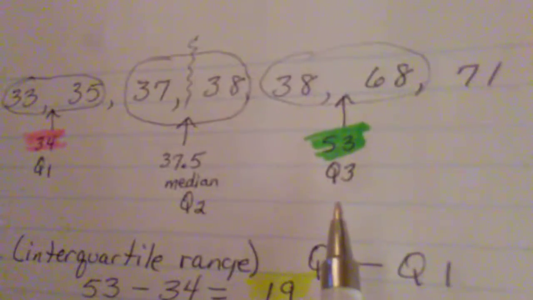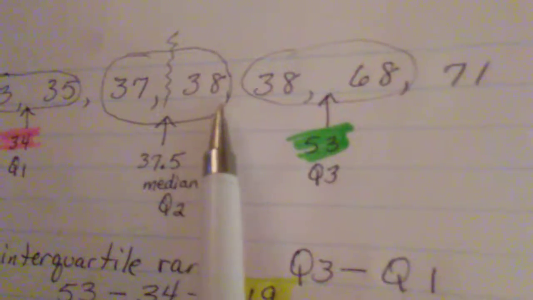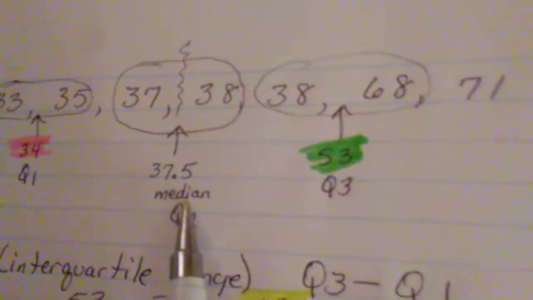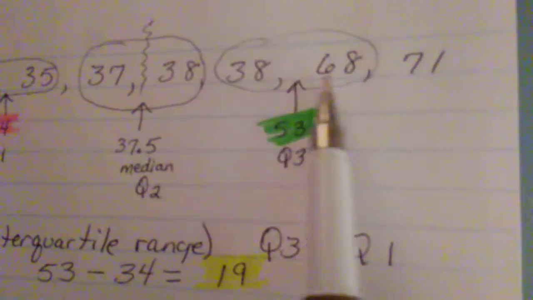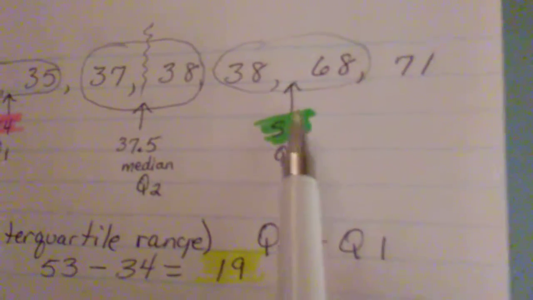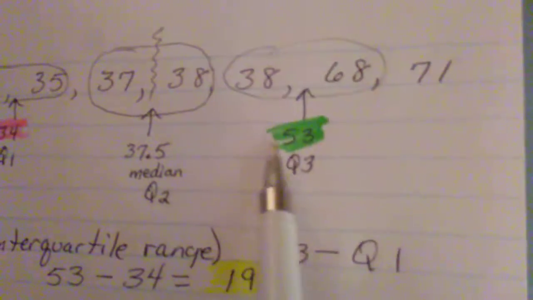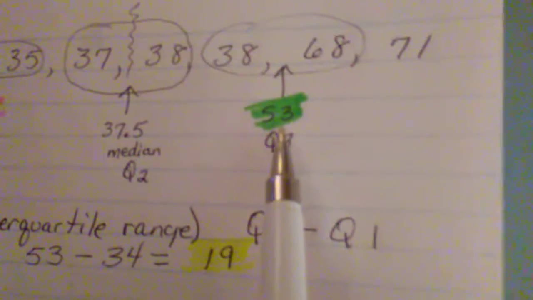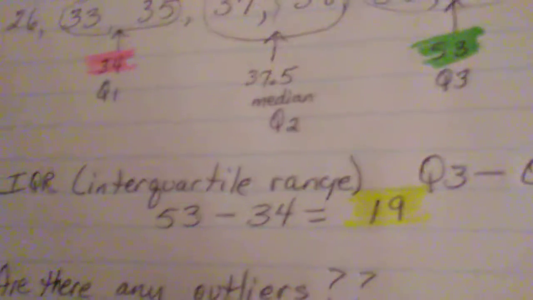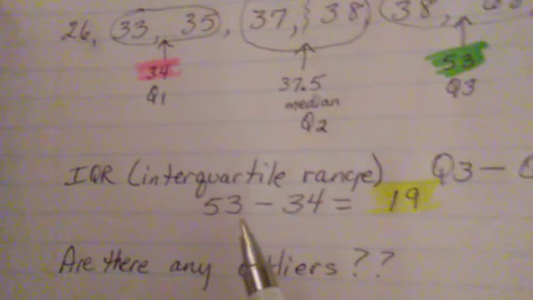Same thing over here with quartile 3. I look at all the numbers to the right of the median, which would be 38, 38, 68, 71. I find the number in the very middle of that data, which in this case is 53, and that is quartile 3.